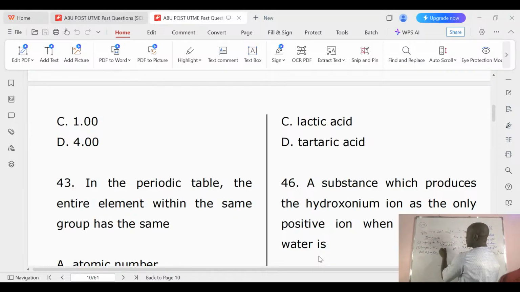The citric acid is found in orange, while the lactic acid is found in milk. Therefore, what makes the milk have a sour taste is lactic acid. So the answer is option C.